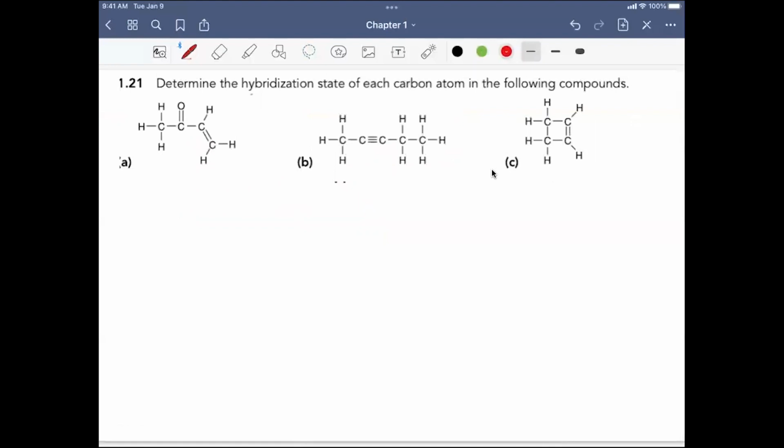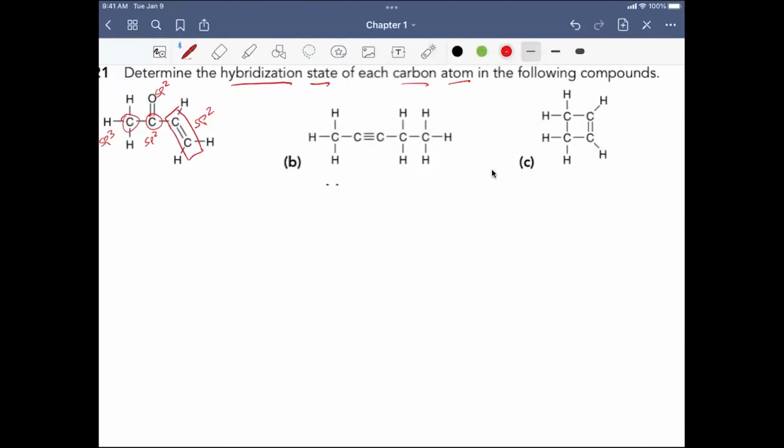This one asks to determine the hybridization state of each carbon atom in each of the following compounds. So let's go and do that. This carbon right here, sp3, it's attached to all single bonds. This carbon right here has single bonds on this side, but it also has a double bond with that oxygen. So that carbon is sp2. And if we were to label this oxygen, that would also be an sp2 oxygen as well. And these 2 are both participating in a double bond, so those 2 carbons are sp2.